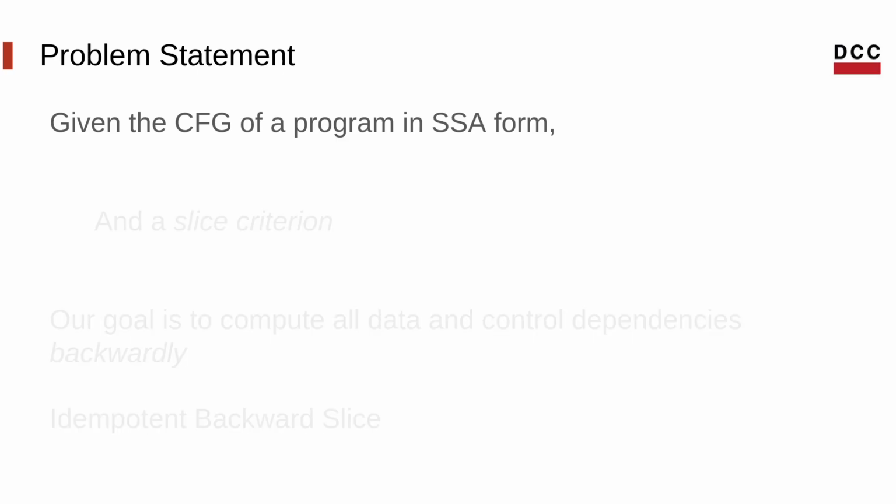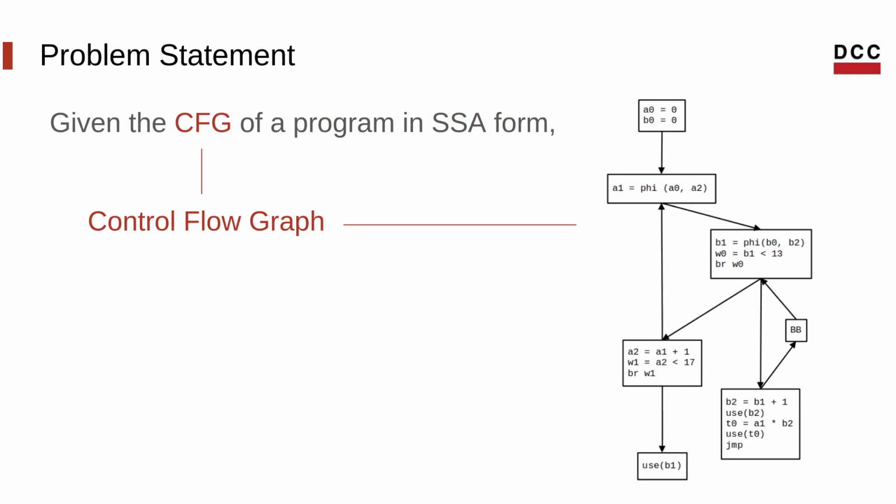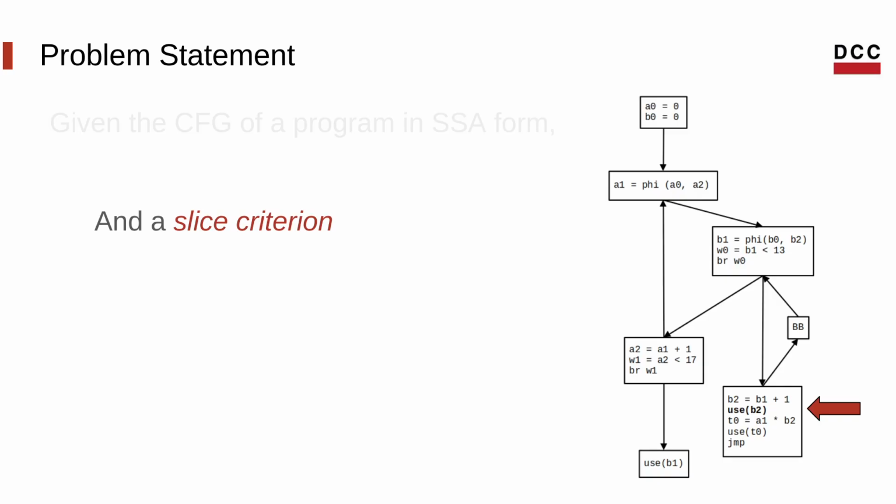But what is a CFG? A control flow graph represents a program where nodes are instruction sequences and edges are code branches. The slice criterion is crucial for our problem. To compute dependencies at a program point, we must select a slice criterion. In our example, our criterion is the instruction use b2.